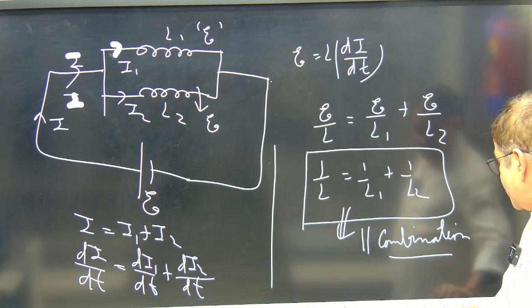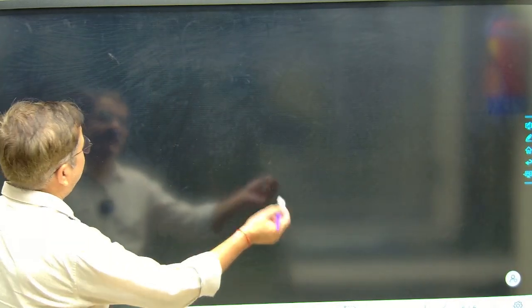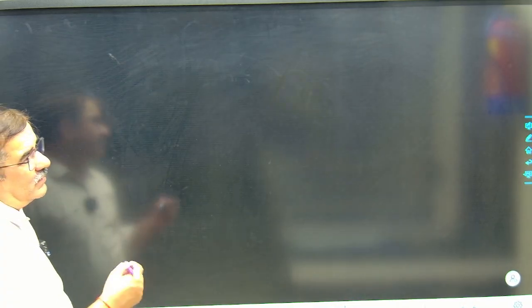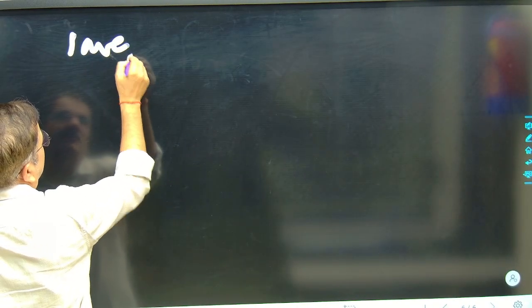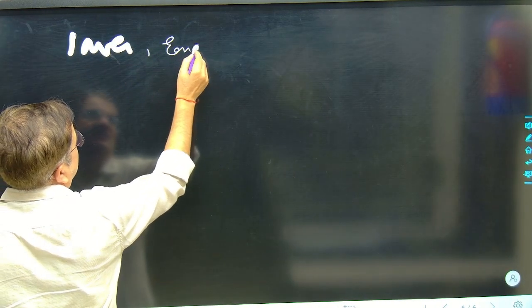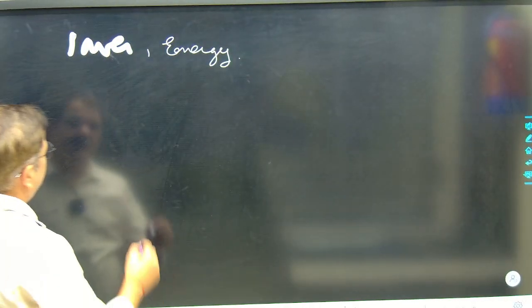Now, after this, for inductances in series and parallel combination, one more result I will say, that is, what is the power and energy associated with an inductor circuit. So for power and energy associated in an inductor circuit, that also we can write.